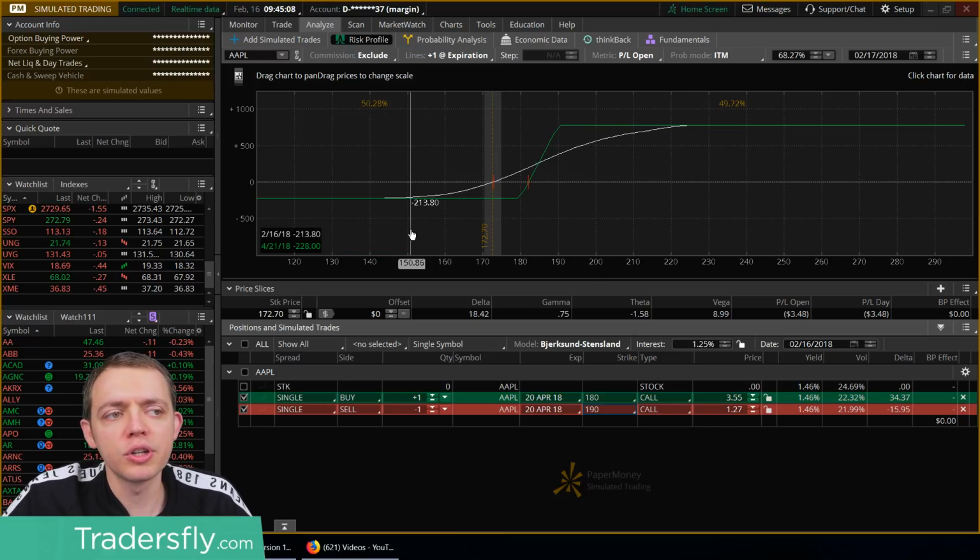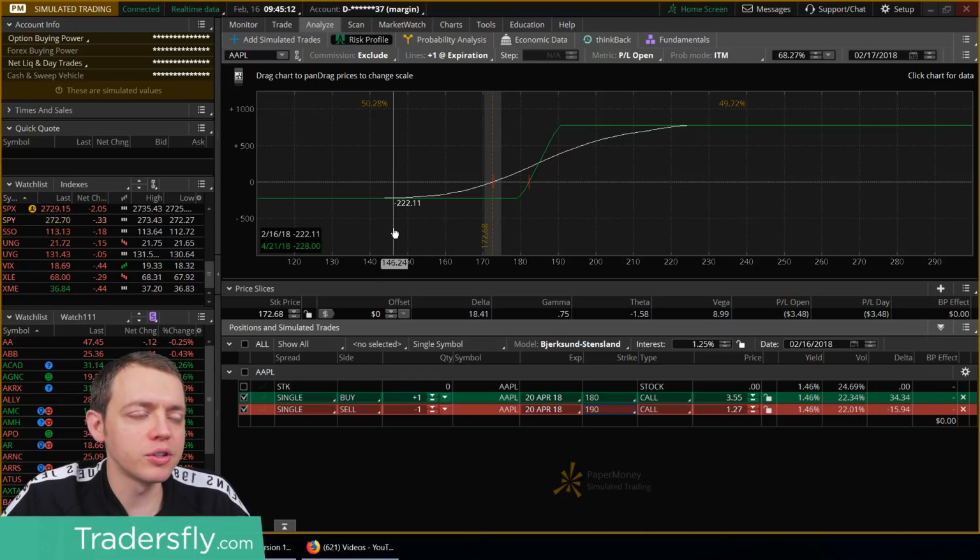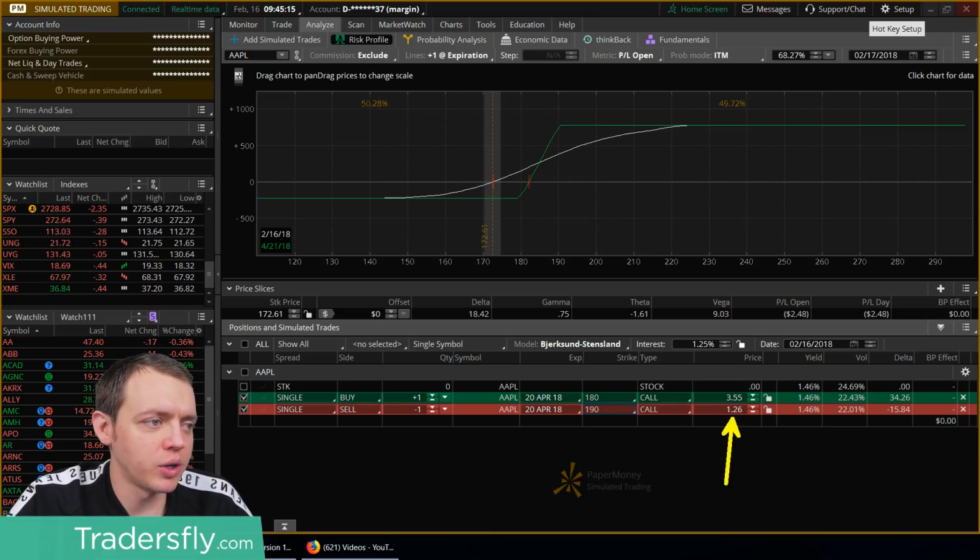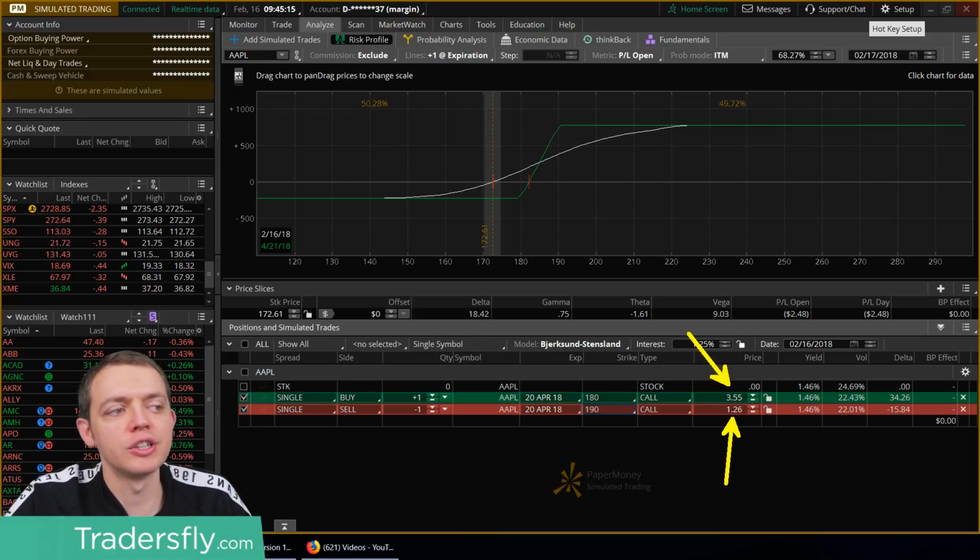So you're almost looking to, I'd say, not quite triple your money, but double your investment or margin amount, because you're bringing in a credit here of $1.26 and you're buying for $3.55.